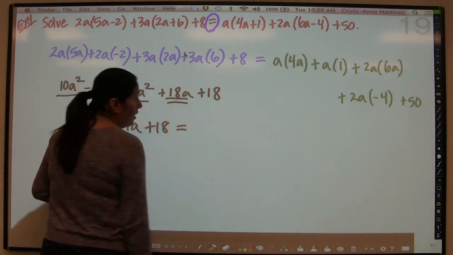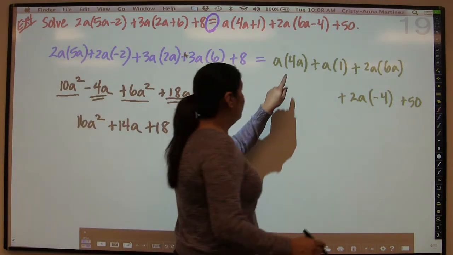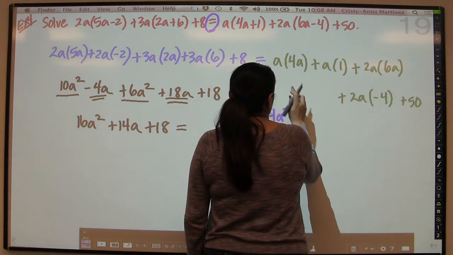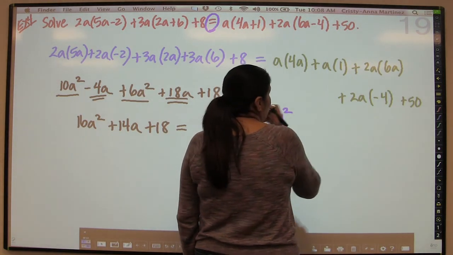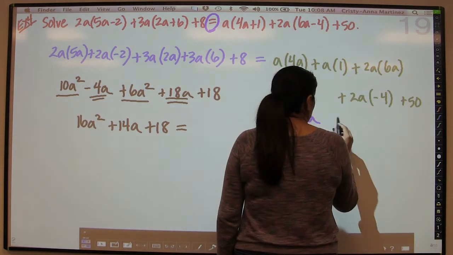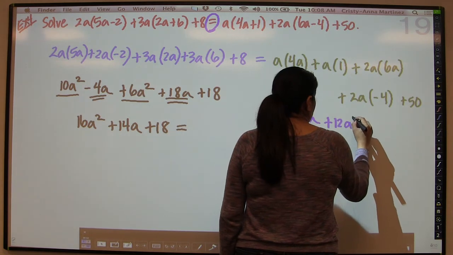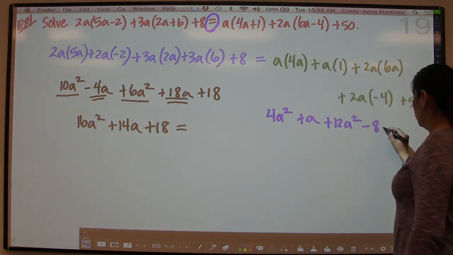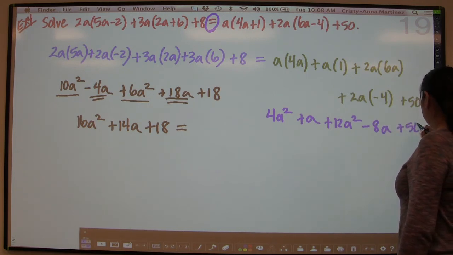Now, on the right, we have 4a squared, because a times 4a is 4a squared. Then a times 1 is just a. 2a times 6a is going to give you 12a squared. And then 2 times negative 4 is going to give you negative 8a, and then plus 50.